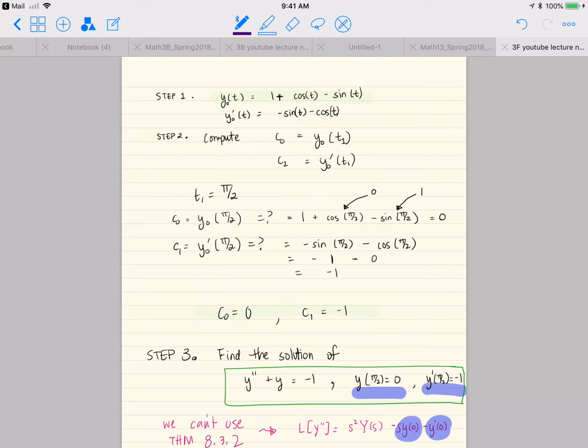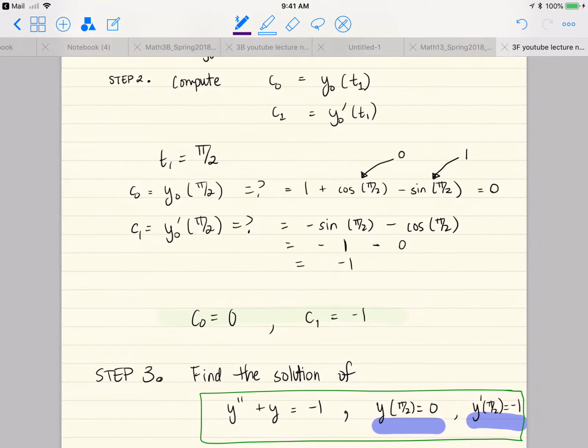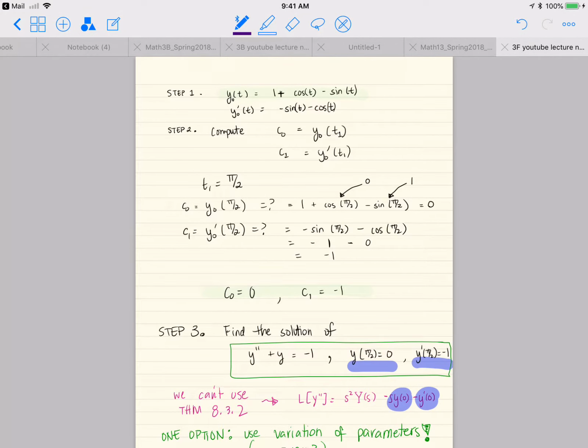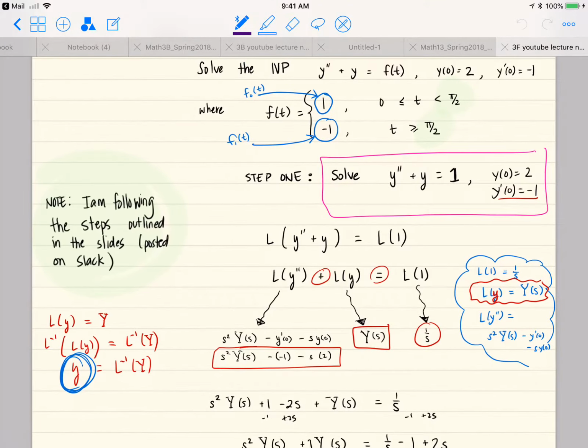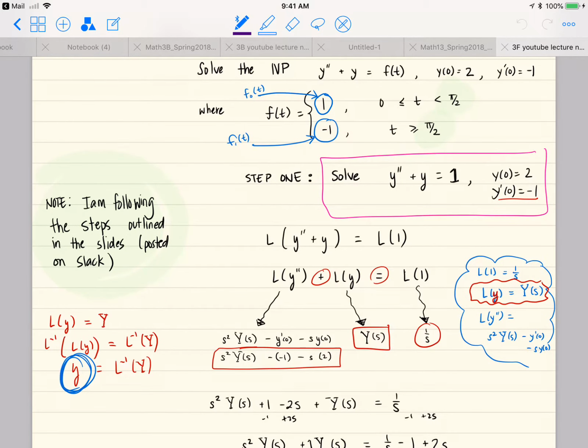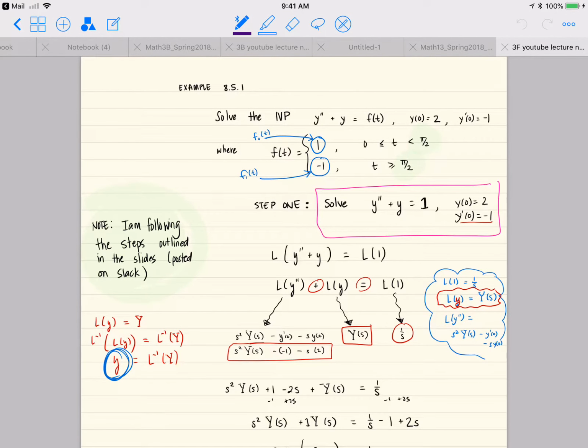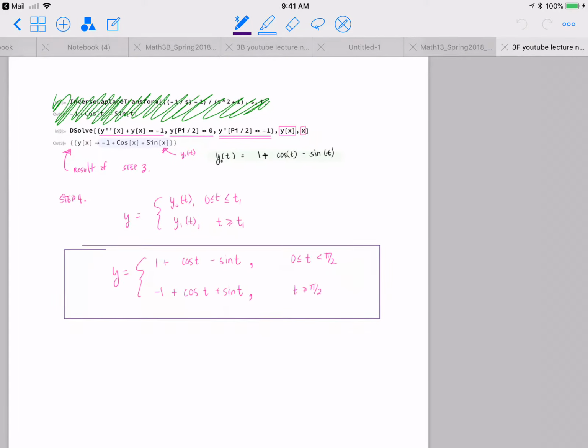All right. So that's one method for solving our IVP. Now I want to show another method, and I'm going to briefly highlight the second method.